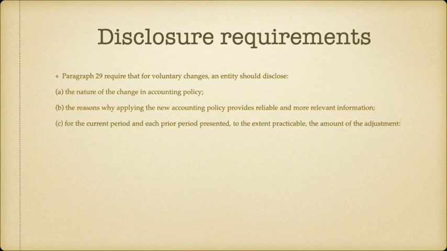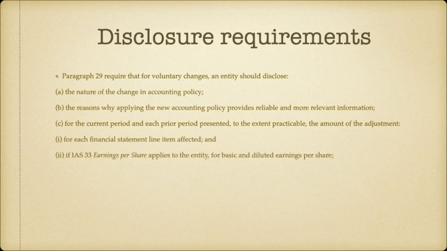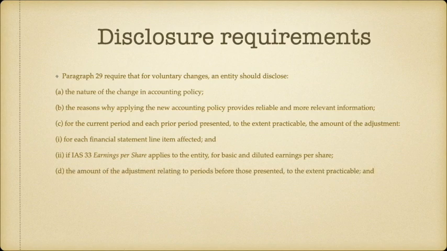Nextly, for the current period and for each prior period that's been represented, to the extent that it is practicable, we need to disclose the amount of the adjustment for the financial statement line item that's been affected. And if IAS 33, which is the earnings per share standard, applies, then you must disclose the impact on basic and diluted earnings per share. So that would be in the case of a listed entity, for example, where IAS 33 would apply.